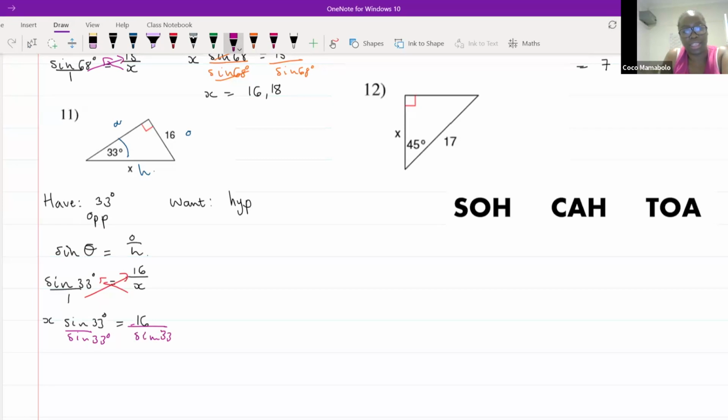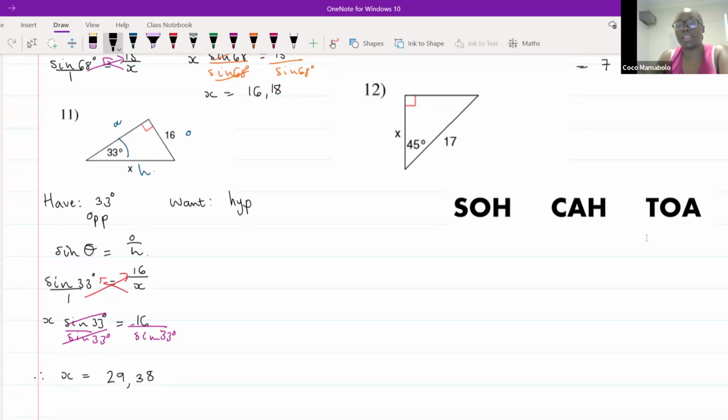Somebody pop an answer in the chat for me. What is the answer that I would get here? Therefore, x is equal to, what do we get? Thank you, Emmanuel, efficient as always. 16 over sine 33, which is 29,38. Excellent. All right, let's look at question 12.